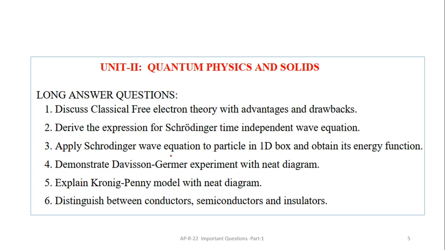Coming to the second unit, we will again get 2 questions with A or B. One question will come from quantum physics and another question will come from solids. In quantum physics, the Schrodinger wave equation for a one-dimensional box, and the Davisson-Germer experiment to prove the de Broglie hypothesis. Out of these 3, typically you can get 1. For the B part we have classical free electron theory, quantum free electron theory, Kronig-Penney model, then distinguish between conductors, semiconductors and insulators.